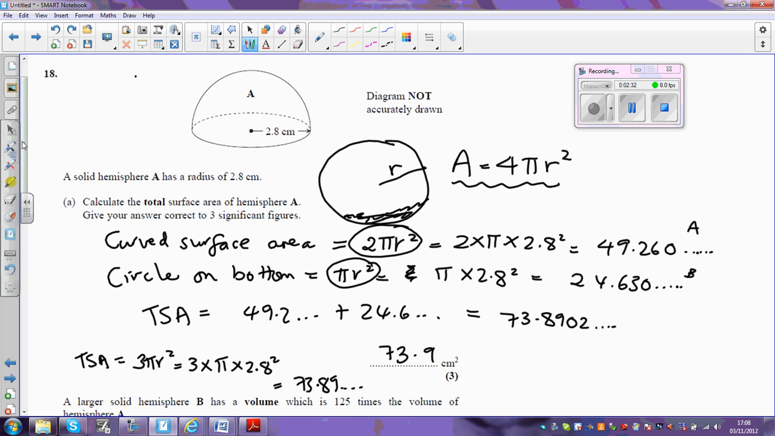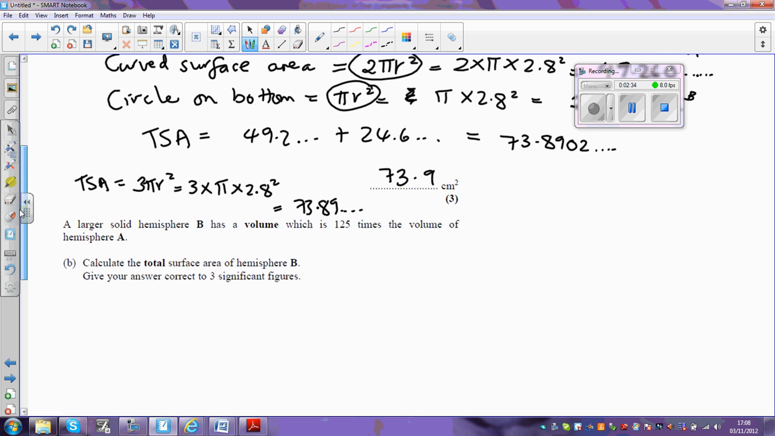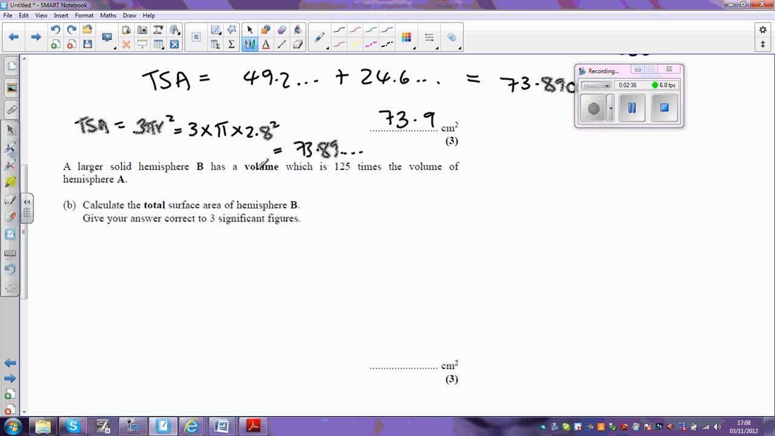Right, the second part of this question is talking about volumes. Now what this means, if we have one hemisphere, a little hemisphere, which is our hemisphere A, and we've got another bigger hemisphere, and it tells you that the volume of this one is 125 times the volume of this one. I call that the volume scale factor. That means that the volume scale factor is 125. So this volume is multiplied by 125 to find this one.